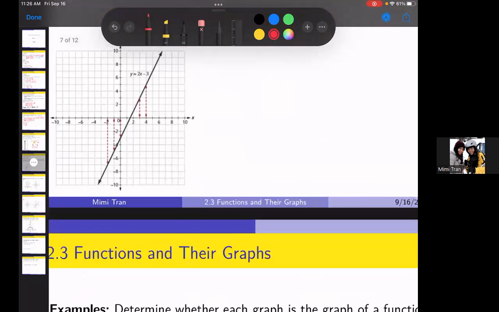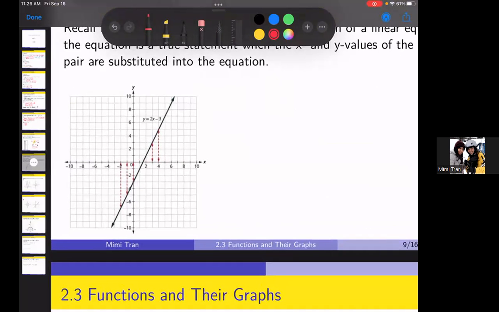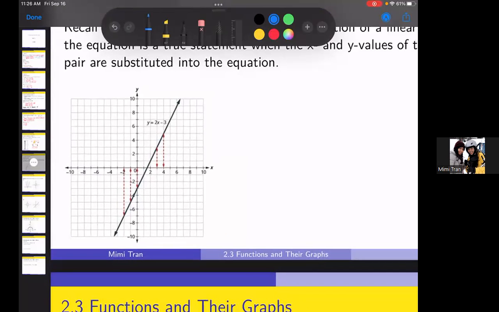And what I can do is, maybe I'll give you another example. Maybe I'll use red. Let me use red or blue because we already have red in there. You tell me, is this a function or not?